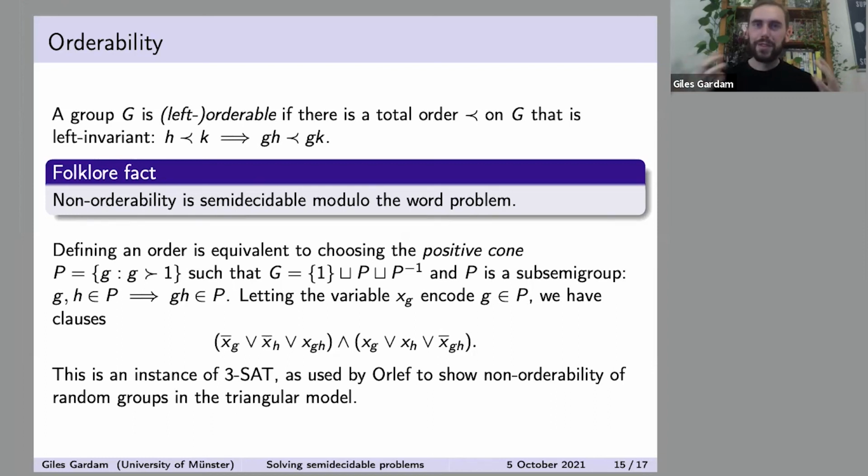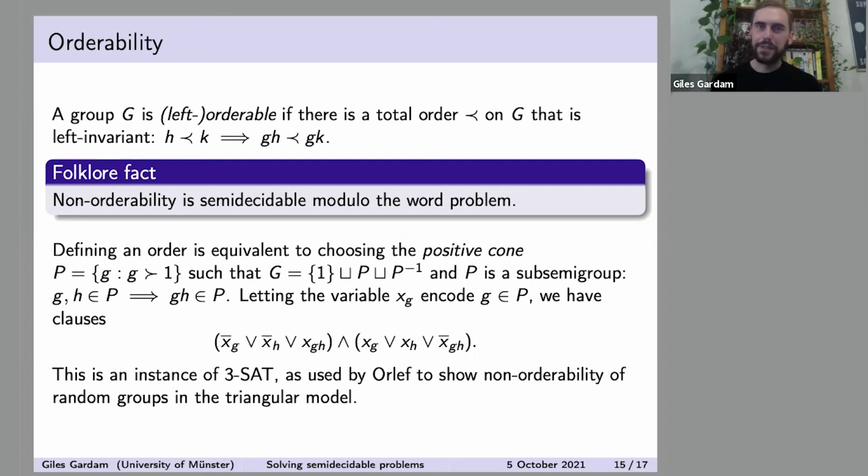So non-orderability is semi-decidable, and all these finite subproblems that we ask are actually instances of 3-SAT, and something that we can very readily answer using SAT solvers. 3-SAT just means that it's a SAT problem where all the clauses are length 3 or less. And the fact that we have this 3-SAT problem was actually used by Ollivier to show that random groups in the triangular model are non-orderable. So this problem seems to, in practice, be solvable very, very quickly on any instance that I've ever tried it.